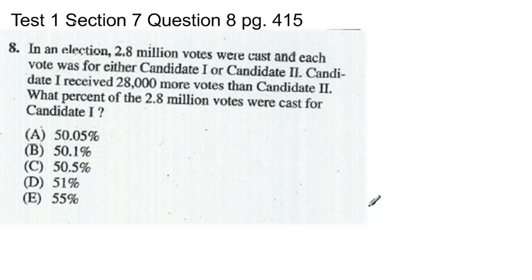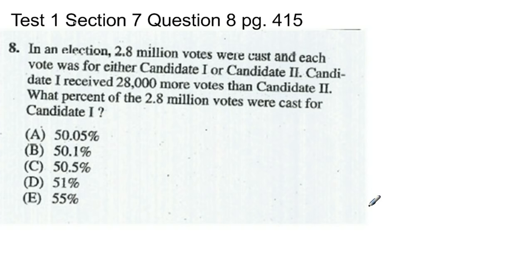So this comes from, again, Test 1. It's Section 7, Question 8, found on page 415. And it says, in an election, 2.8 million votes were cast, and each vote was either for candidate 1 or candidate 2. Candidate 1 received 28,000 more votes than candidate 2. What percent of the 2.8 million votes were cast for candidate 1?